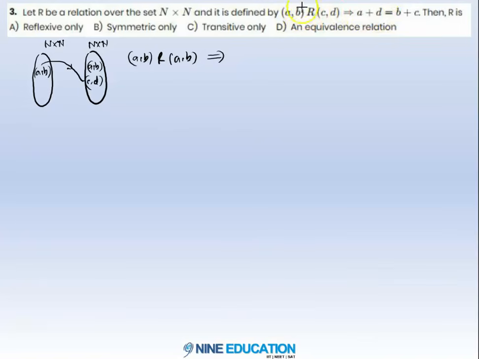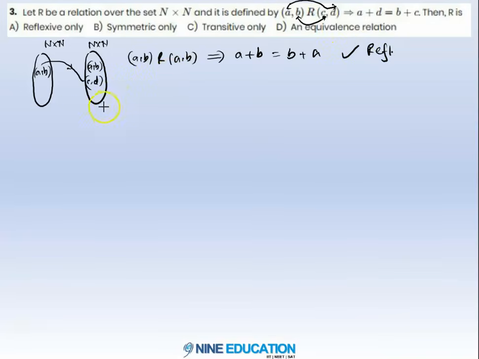As per the relation rule, a and d, their sum must be equal to the sum of b and c. So taking the first element of the first ordered pair and the second element of the second ordered pair, a plus b is the same as b plus a. Therefore, definitely it is reflexive. Okay, it is a reflexive relation.